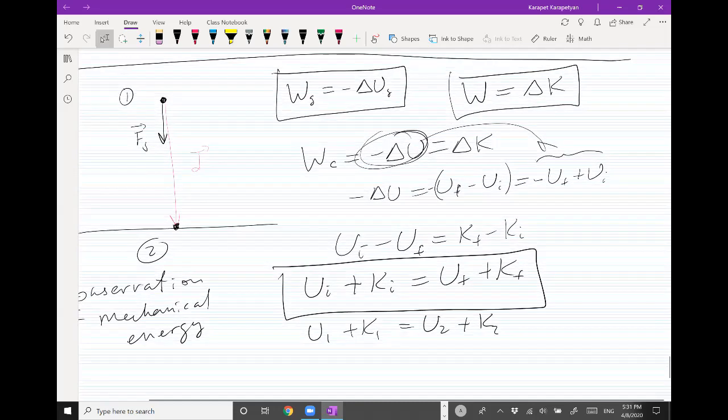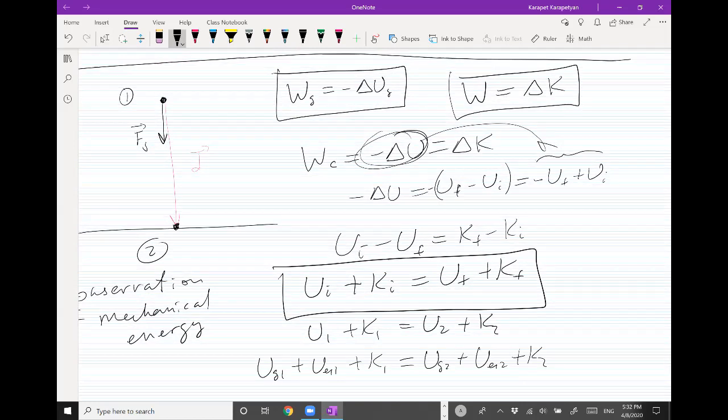So this U represents potential energy. And because I have 2 types of potential energies, I can say this is UG1 plus U elastic 1, remember, we talked about that, plus kinetic energy 1 equals UG2 plus U elastic 2 plus K2. I can use this to represent 2 points during the motion of the object. This is true only if conservative forces are acting on it.